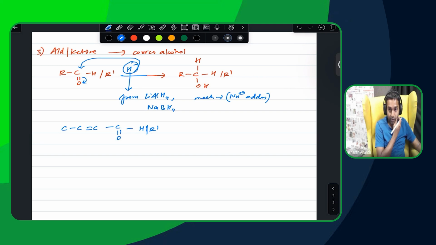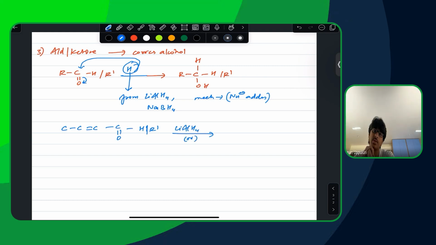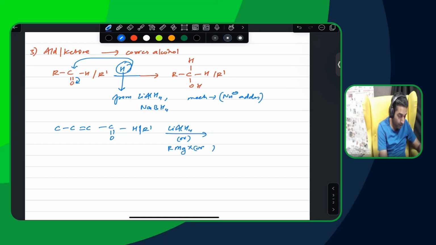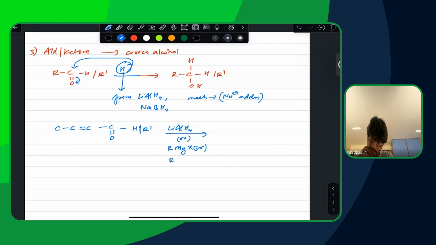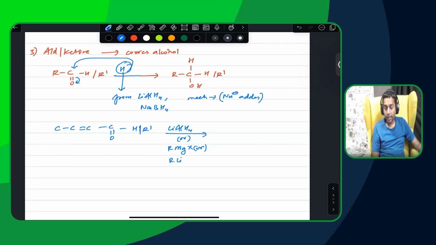When you have conjugation available, if you are doing LiAlH4, or if you are doing Grignard, or if you are doing alkyl lithium, in any one of these three cases, it will attack here first directly and will perform what is called 1-2 addition.